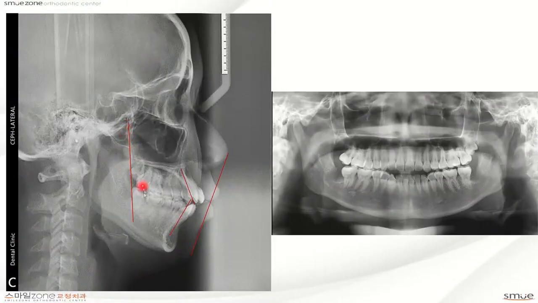But from the PM line, there is not much space.